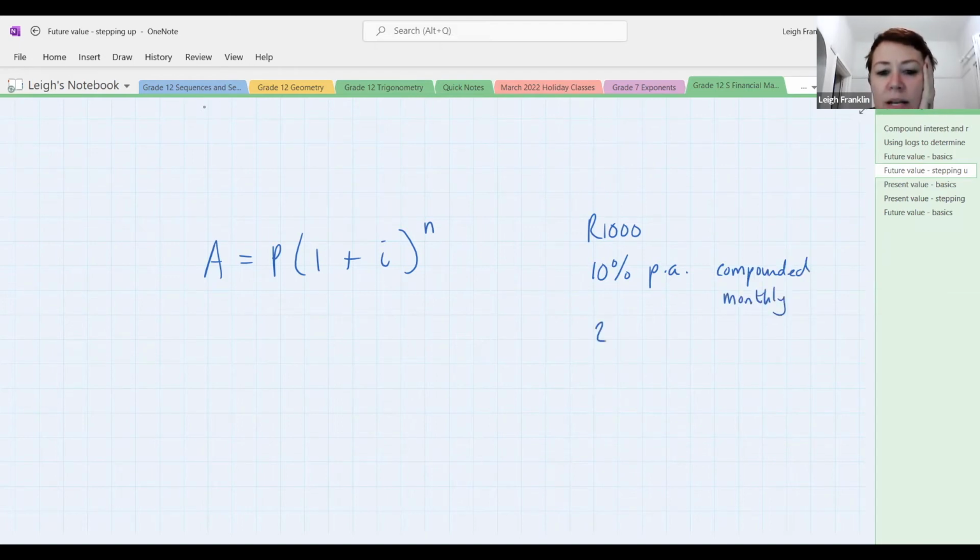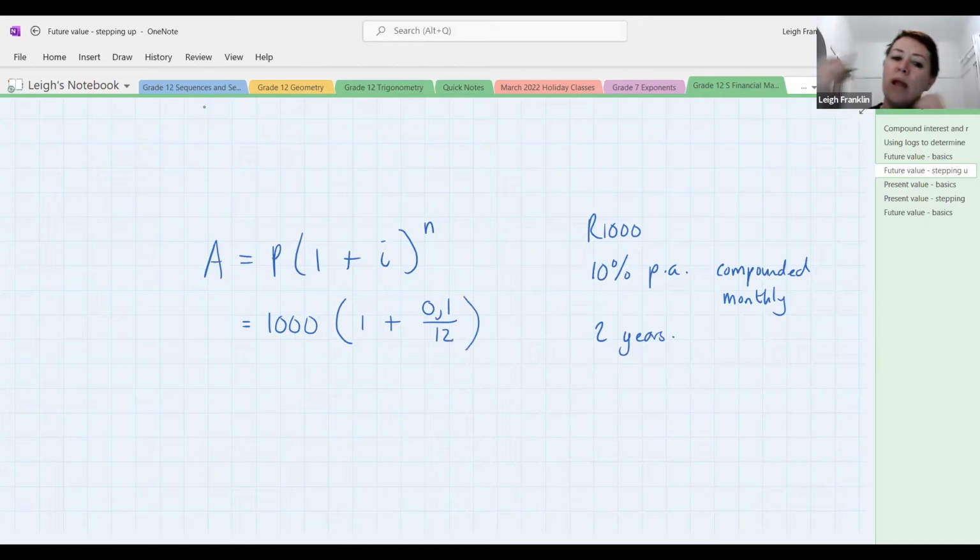Let's say we decide to leave the money in the account for 2 years. What do we do in this situation? If we want to work out how much money we're going to have in 2 years' time, it's the 1,000 Rand in the account, growing at an interest rate of 10% per annum, compounded monthly. Do you remember, whatever we have divided our I by, we have to multiply our N by. So here we go, 12 times 2. Why am I saying 12 times 2 over here?